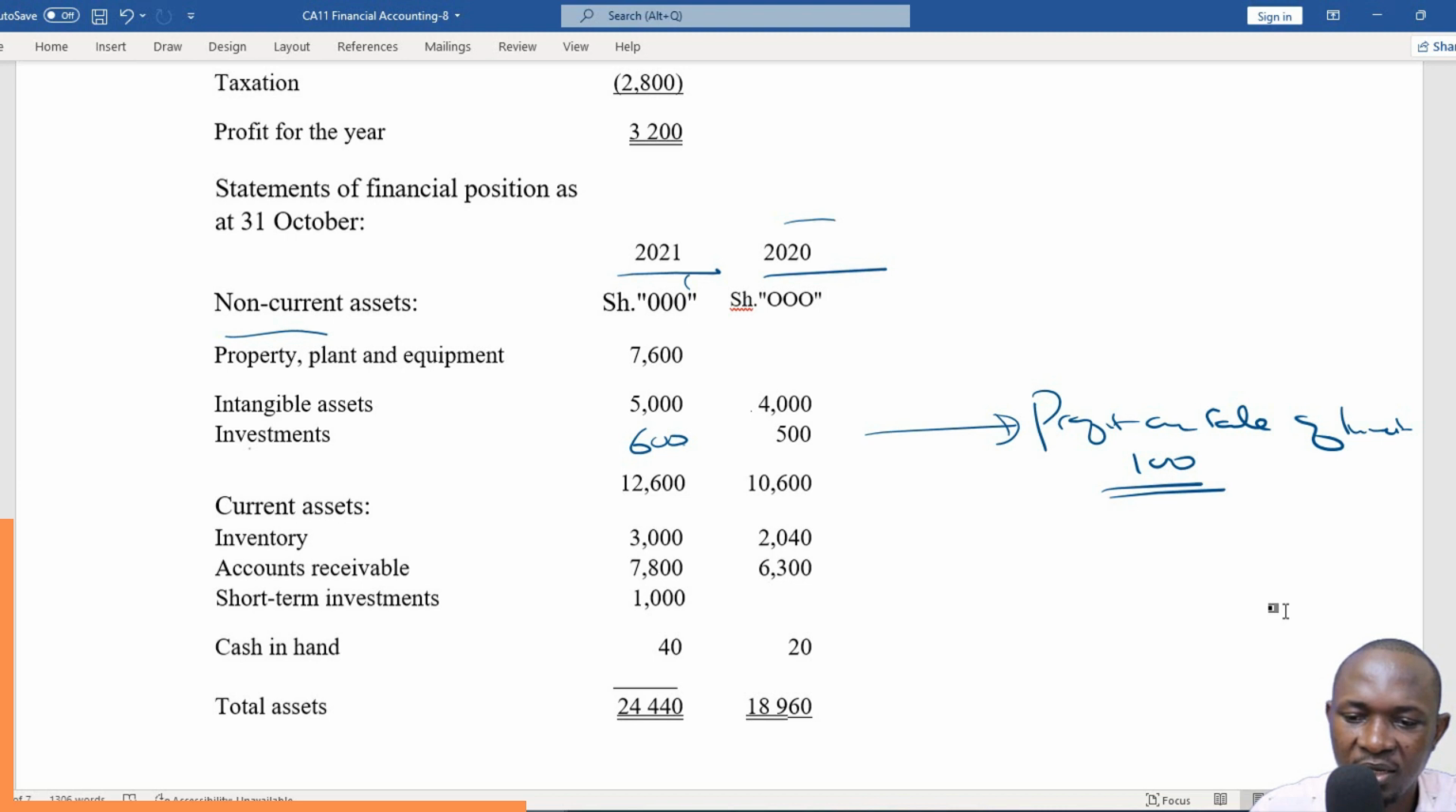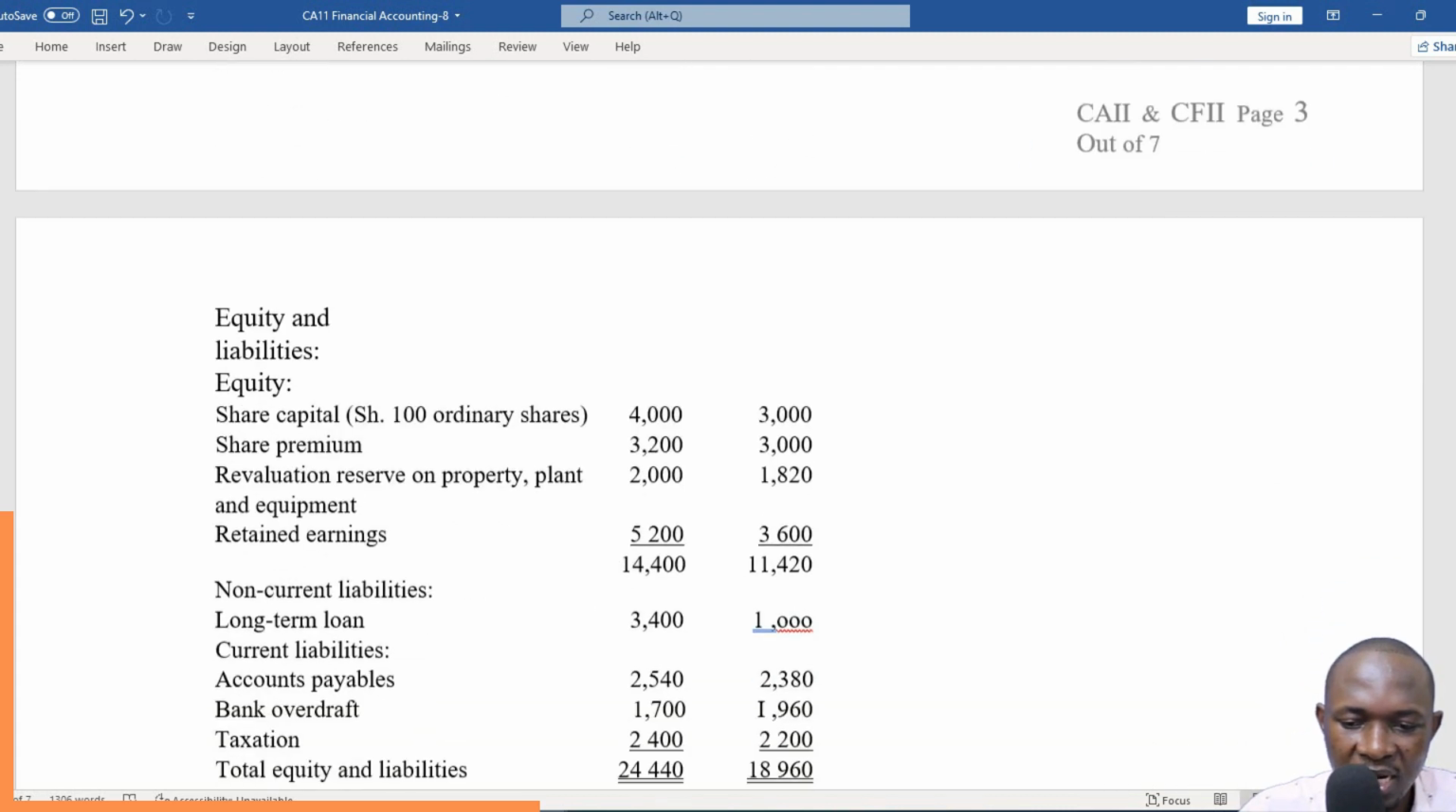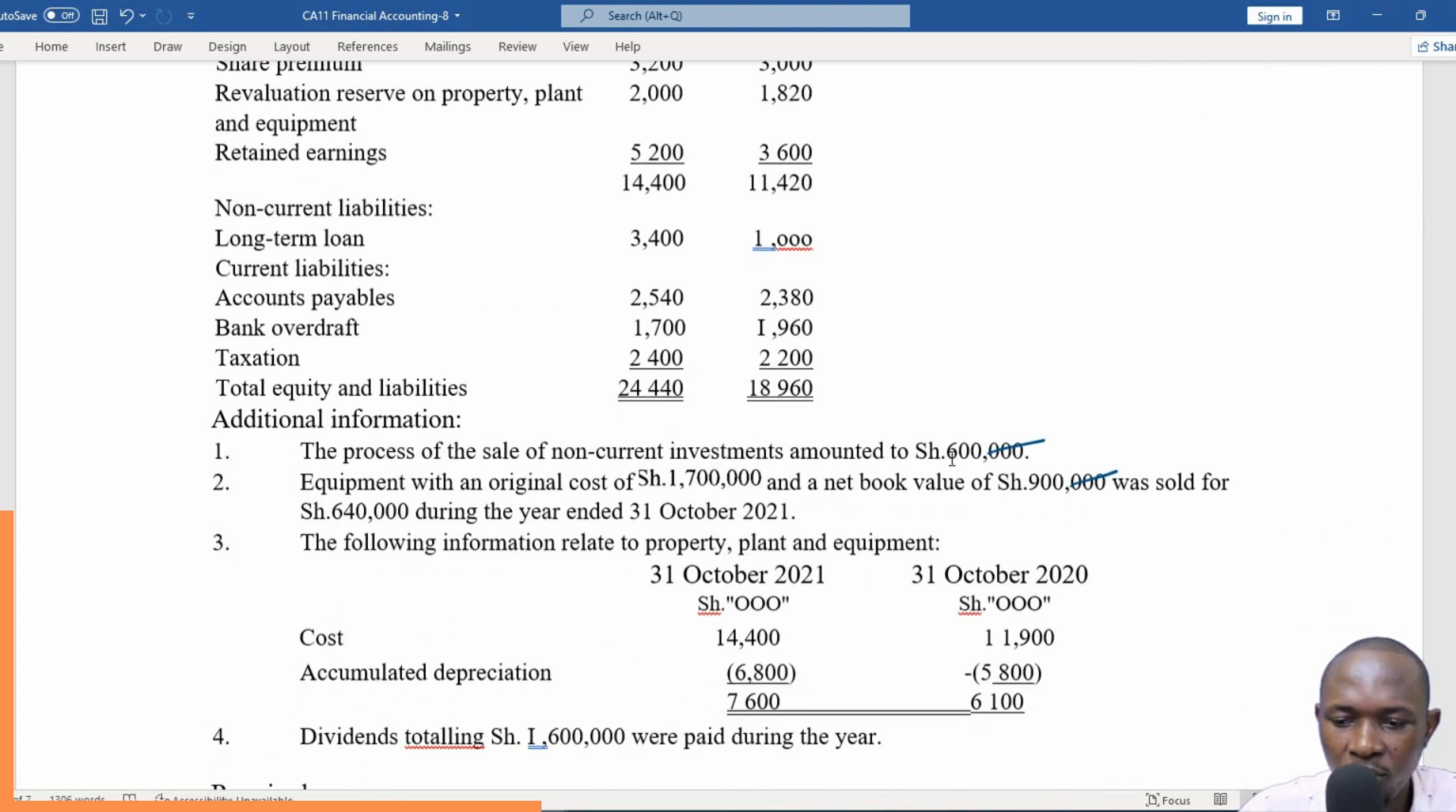So profit on sale, you see, it was valued at 500 in 2020, but in 2021 it was sold at 600. So it was sold at 100 shillings extra. So that is profit. We call it profit on sale of investment, 100 shillings. Let's just take note of that. We don't have much in that particular additional information.